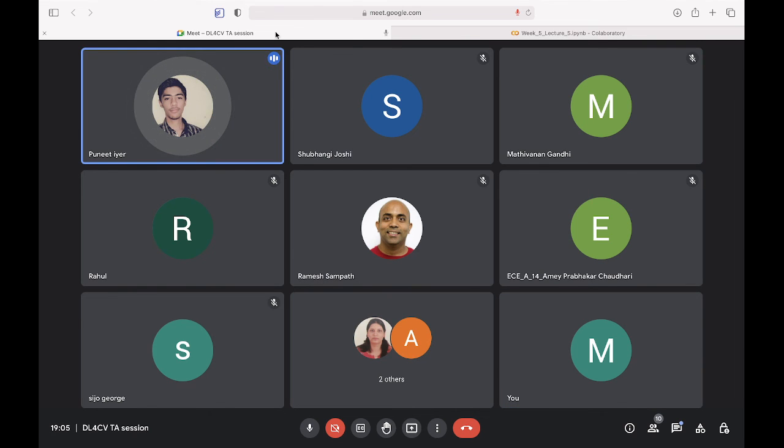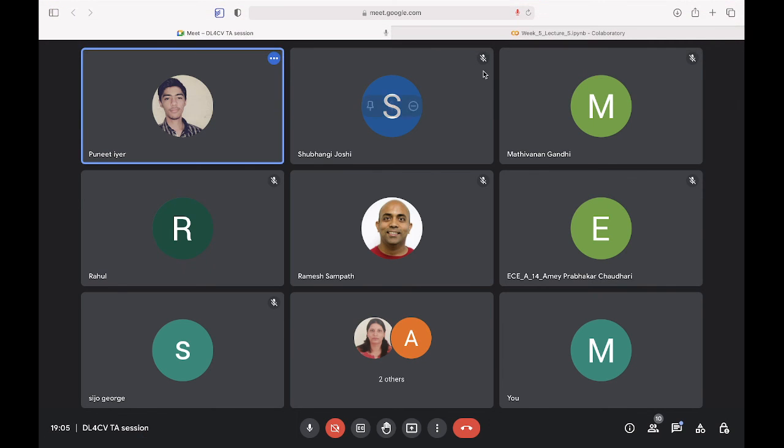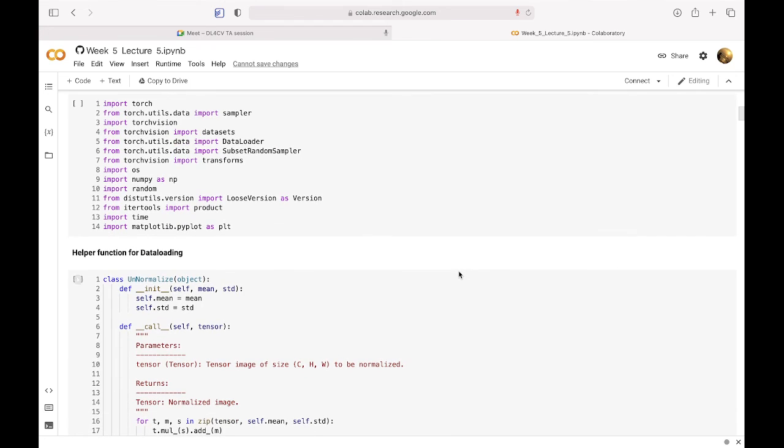Can we use Keras as well? Definitely you can use it. There's nothing wrong. But I think all of these notebooks are developed using Torch.